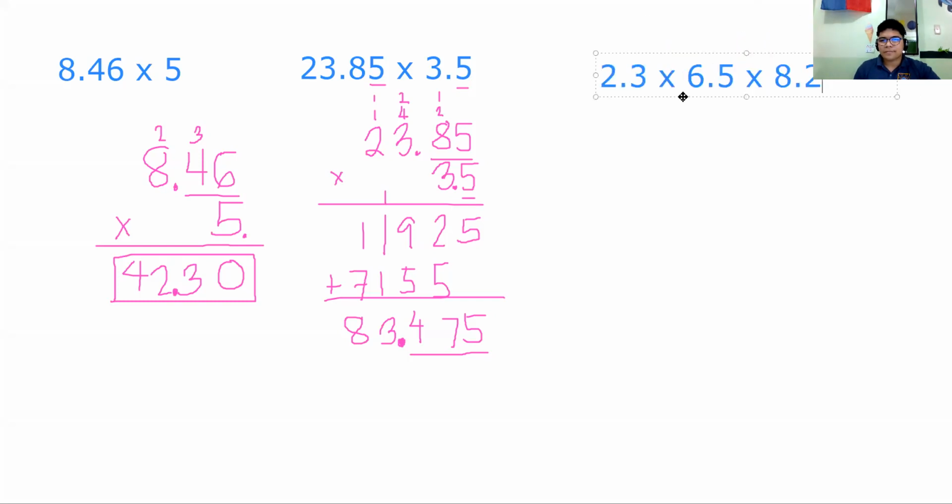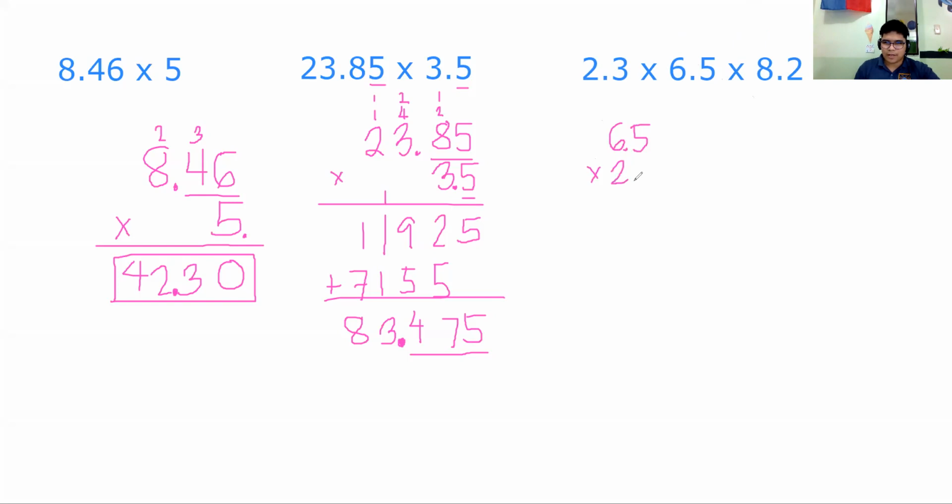Okay. Now, in this case, the simplest way is to multiply it 1 by 1. Okay? Multiply it 1 by 1. So you pick 2 of those numbers and then you multiply them. So that's the easiest way. Right? So in our case, let's just write 6.5 times 2.3 first, and then later we'll multiply the product by 8.2.